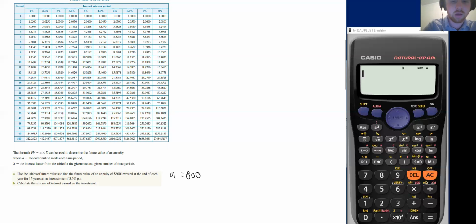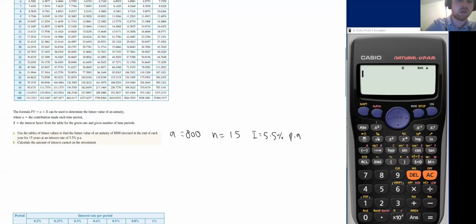Okay, the number of periods is 15, and our interest rate is 5.5% per annum. And you notice that the interest rate per annum, which is per year, is the same as the number of periods we're given. So we've got 15 years and our interest rate is in years. We don't have to make any conversions.